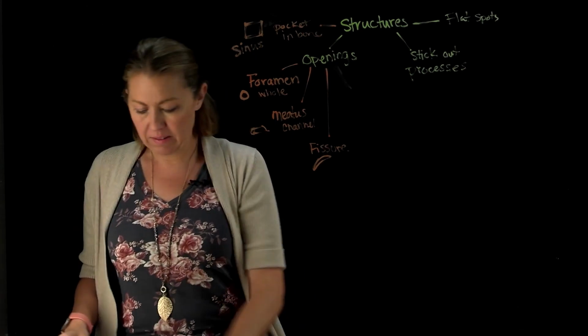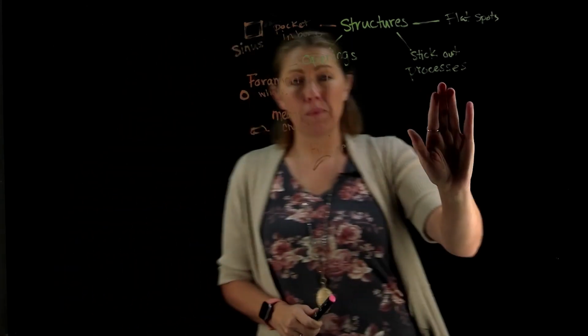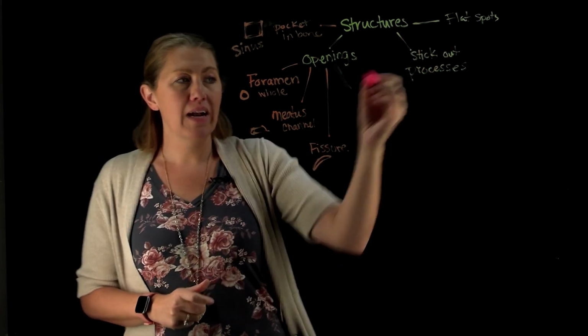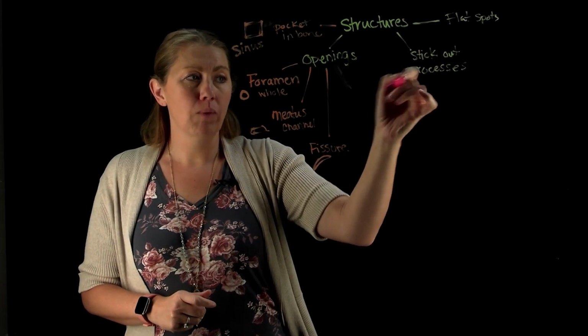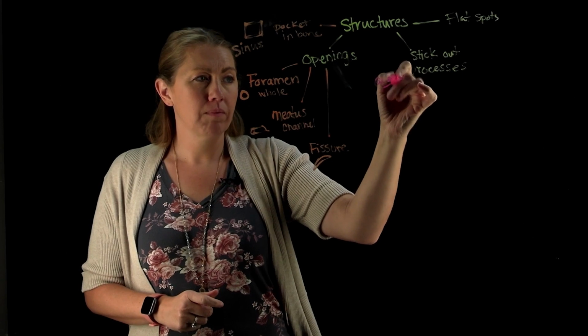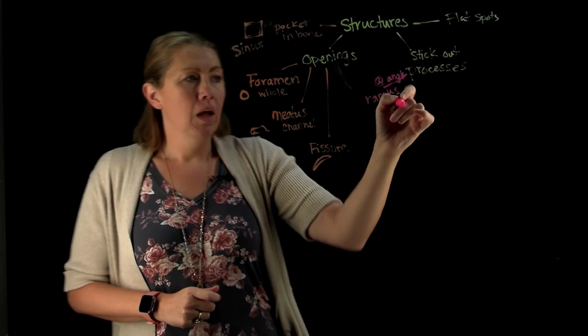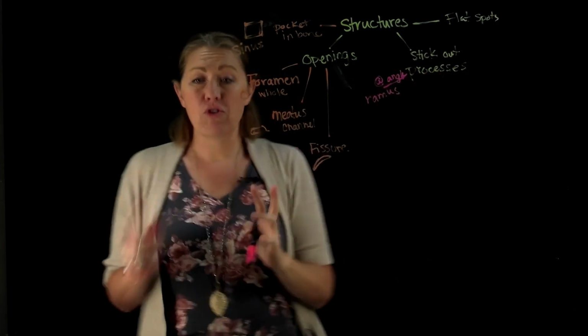Let's talk about things that stick off of a bone. So these are going to be your processes. With your processes, if that thing that sticks out is at an angle, we would use that term of a ramus. So I'm putting that over here. So if you're at an angle, that's a ramus. But overall, the processes we're going to fit into two main categories.